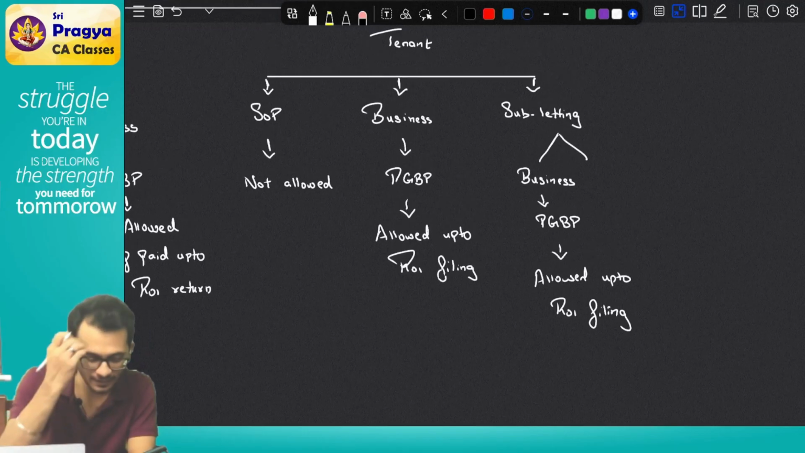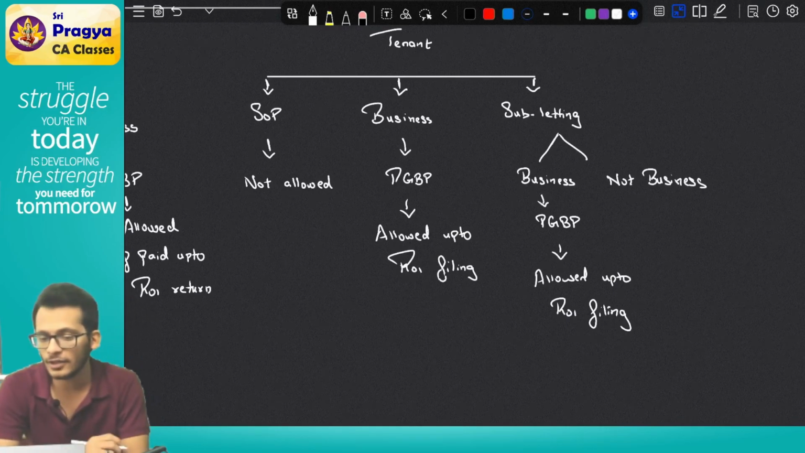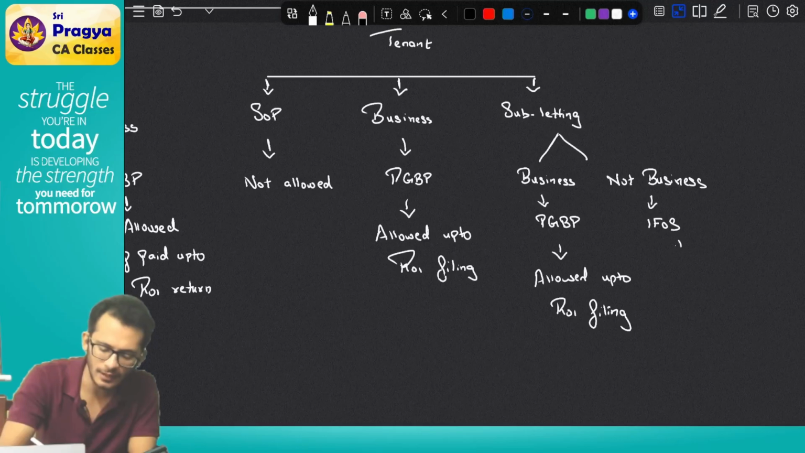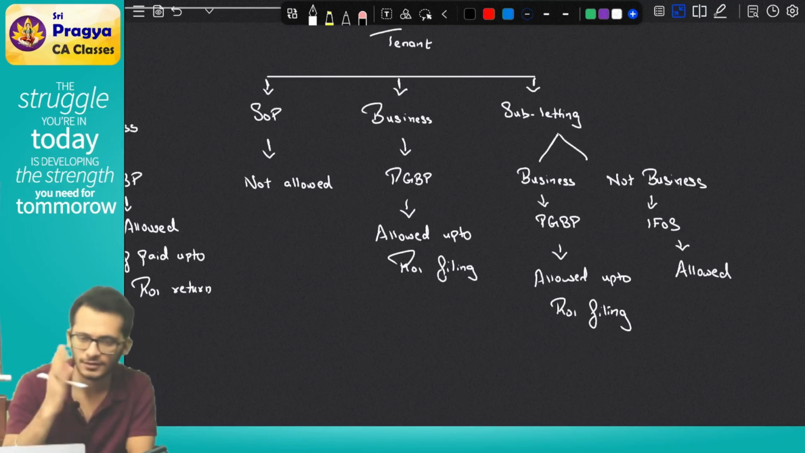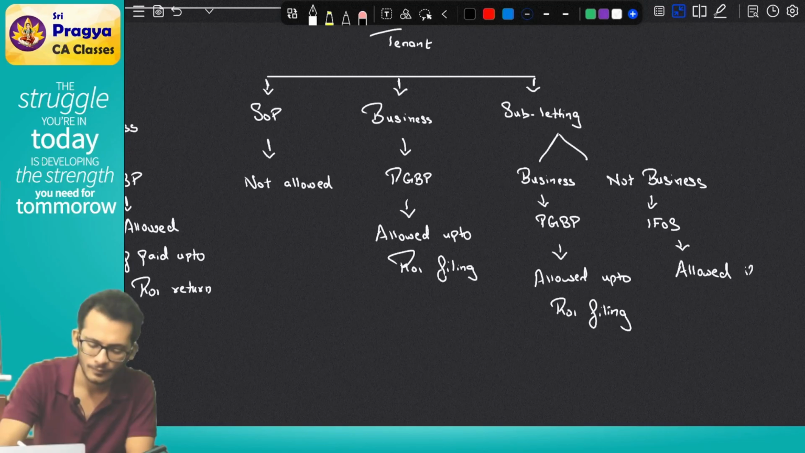Rahul, subletting, not my business. Hey, are you the owner? No, you're not the owner, which means can you tax it under IFHP? No. It is not even your business, so can you tax it under PGBP? No. Which means the only garbage section you have is IFOS. Rahul, in IFOS, what will happen? Again, allowed. No conditions attached. IFOS has no conditions, no 43B, no payment basis, which means it is allowed in the year of incurrence.